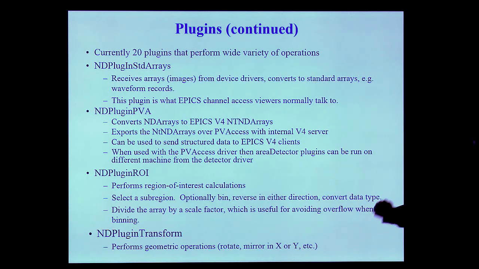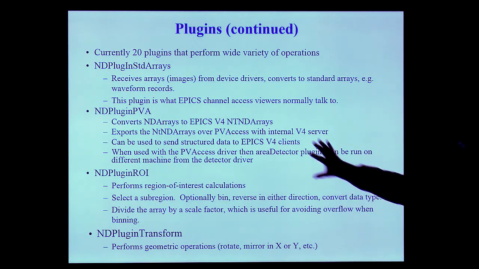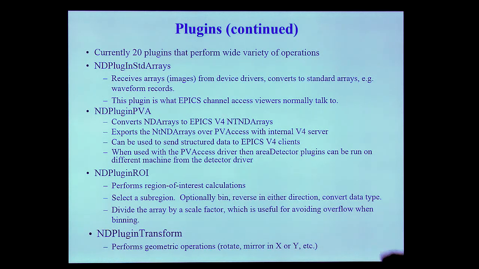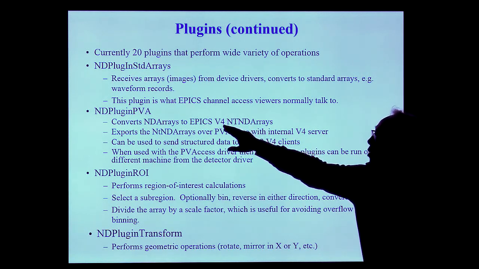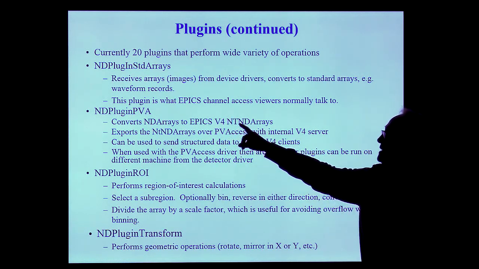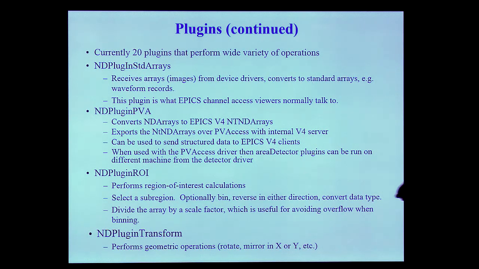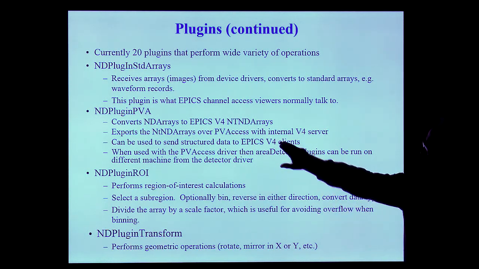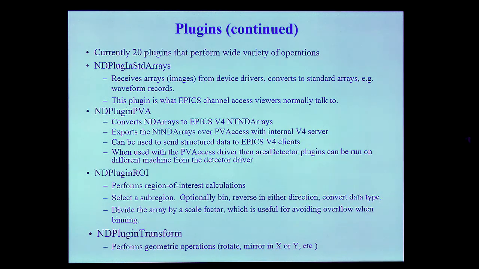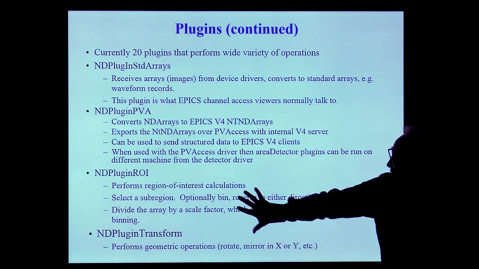The standard arrays plugin takes arrays and basically puts them into EPICS waveform records so that you can access them with channel access. There's an ND plugin PVA that does the same thing, but it converts them into EPICS v4 or PV access NT-ND arrays, and exports those over PV access with an internal PV access server. So this can be used to send structured data to PV access clients. And I'll get into this later.